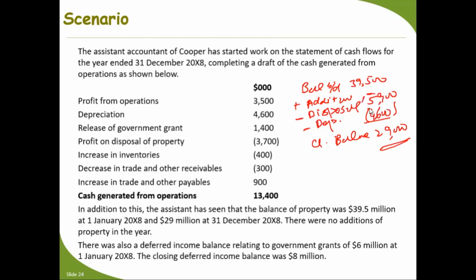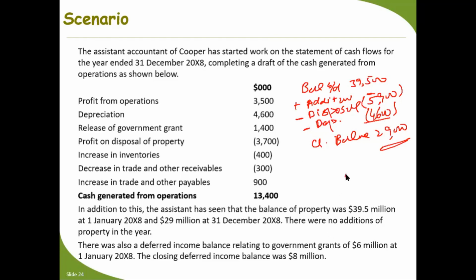We can counter verify it. 39,500 minus 5,900 minus 4,600 equals 29,000.